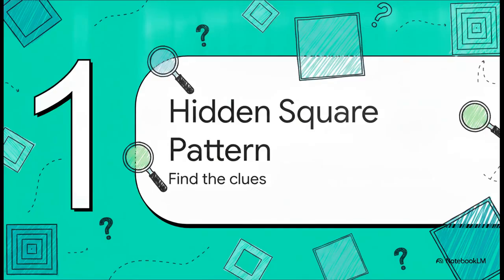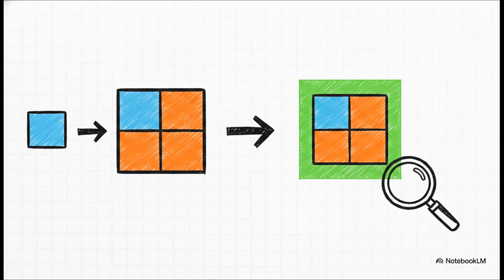All right, let's jump right into Section 1, the hidden square pattern. Get your detective hats on because we need to find some clues. Let's observe this pattern step by step. Okay, so 1 squared is 1. We all know that. Now, 2 squared is 4, right? But wait, look at this. 4 is also just 1 plus 3.